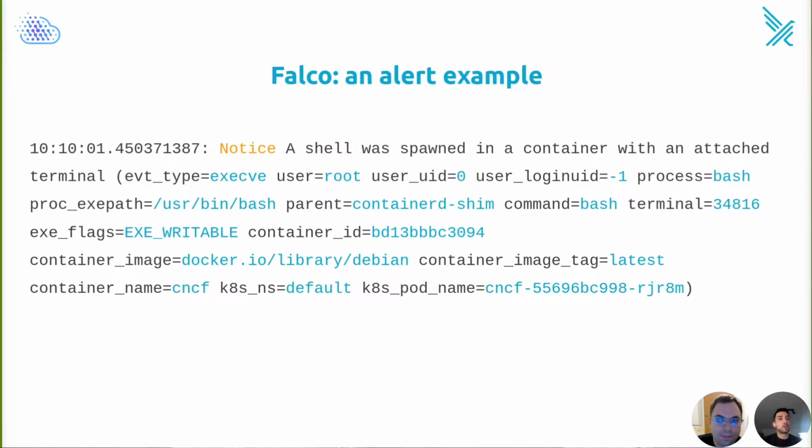So this is an example of an alert created by the rule I just showed in my previous slide. You have a timestamp, of course, the priority, and the output message with all fields completed by Falco to get the context. You have the user, the UID of the user, and the container info: the image, the tag, container name, the namespace, the pod name. Everything is there, so you have the whole context, and you know where you are supposed to dig after.